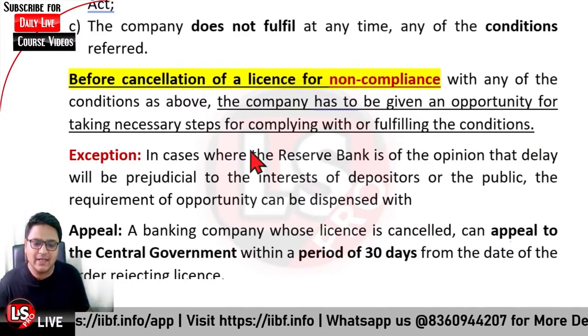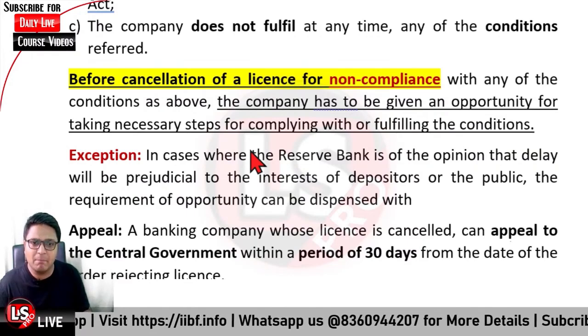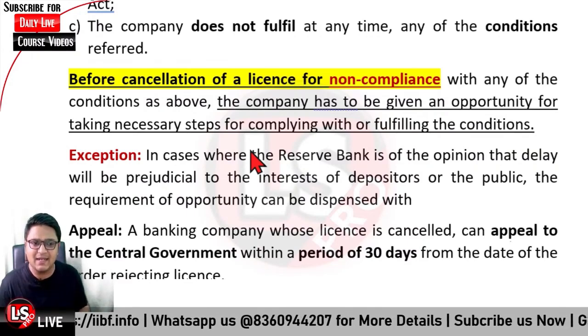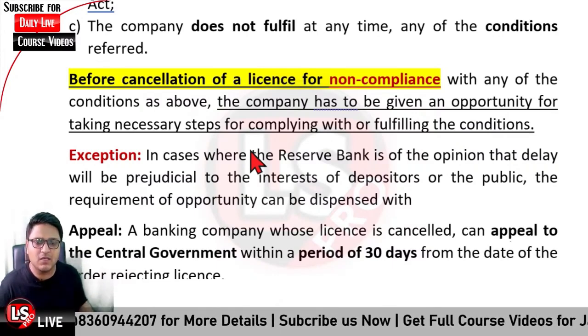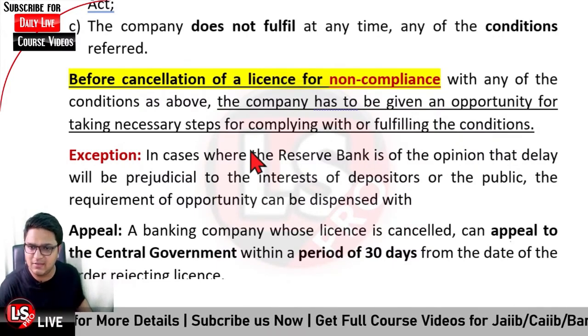Then, let us say RBI cancelled the license of XYZ bank. Okay, now that XYZ bank can appeal to the central government, and that appeal can be made within a period of 30 days from the date of the order rejecting the license.